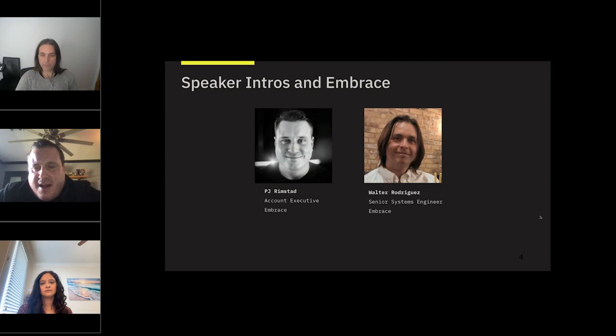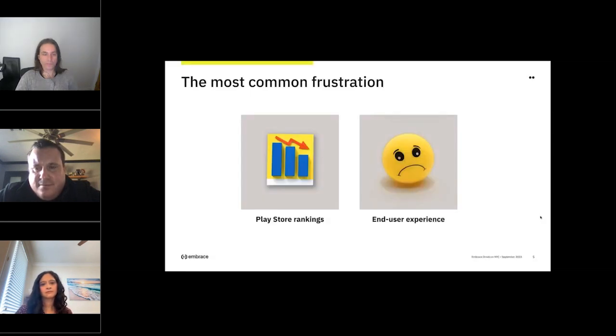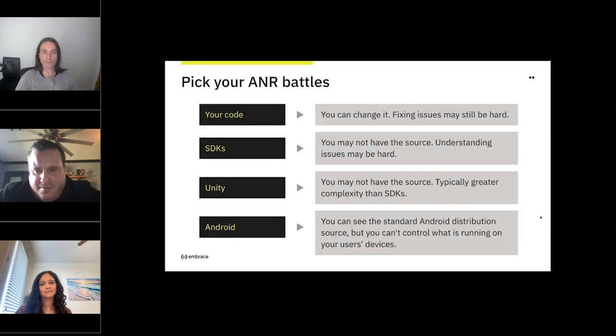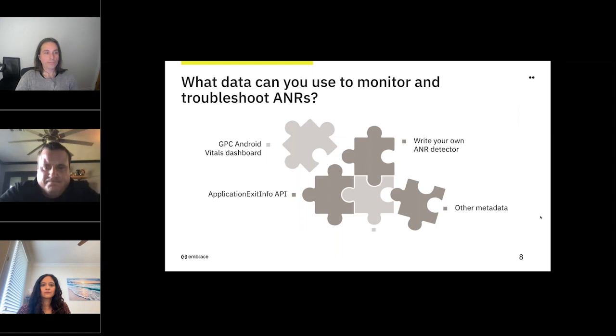Walter, if we could go to the next slide. Let's go one more down. The answer is it's probably a little bit of everything. With ANRs, they're very tricky. Very often, it's a combination of different areas. So with ANRs, you really have to pick your battle. It could be your own code, it could be ad SDKs, it could be the Unity layer, but very often it might just be a specific device that's really old that just doesn't perform the way that you want it to. Go ahead, Walter, next slide.